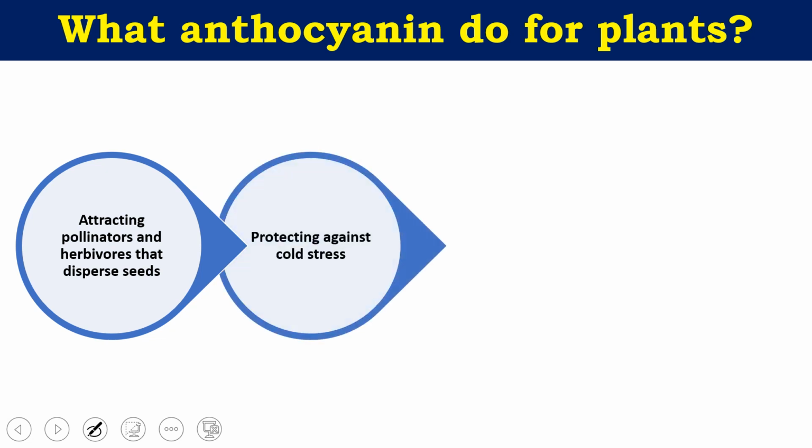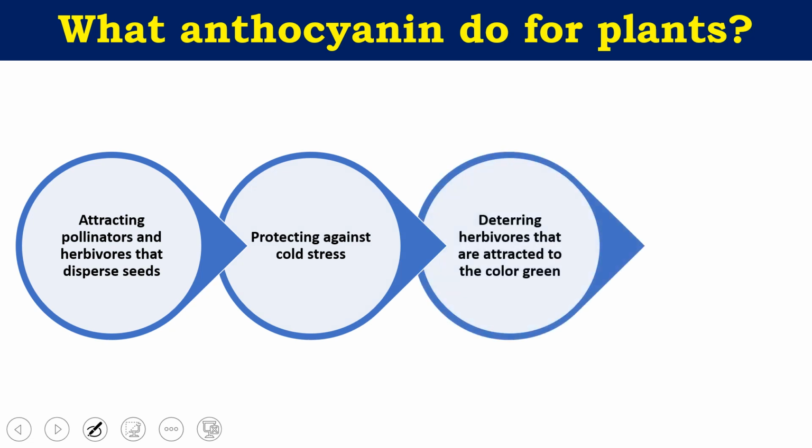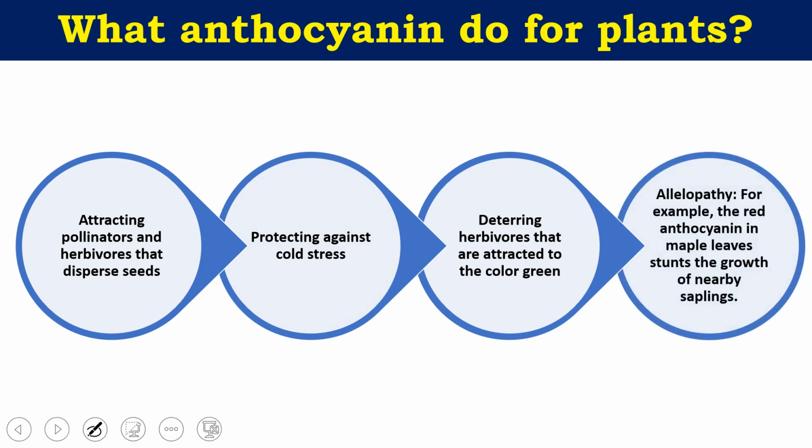It also protects from cold stress. Anthocyanin has antioxidant properties, so it protects from cold stress. It deters herbivores that are attracted to the green color. And allelopathy: normally its color will be different colors, so those animals which are attracted by the green colors will be deterred. And then there is allelopathy, for example the red anthocyanin in maple leaves stunts the growth of nearby seedlings. So these are some of the important properties.